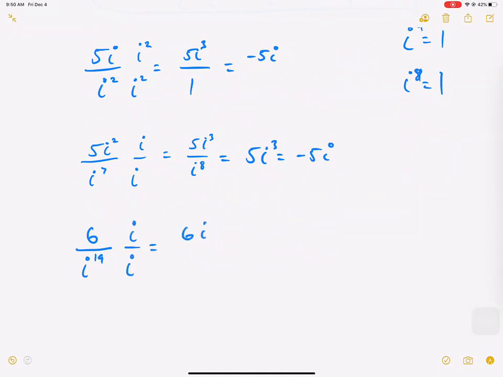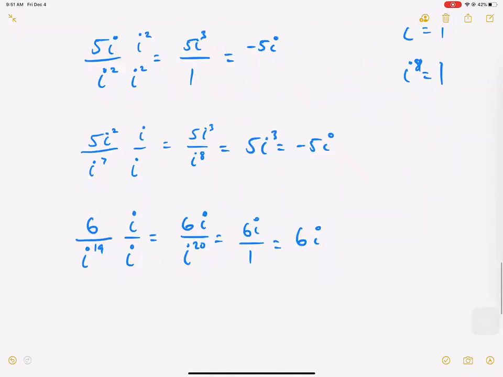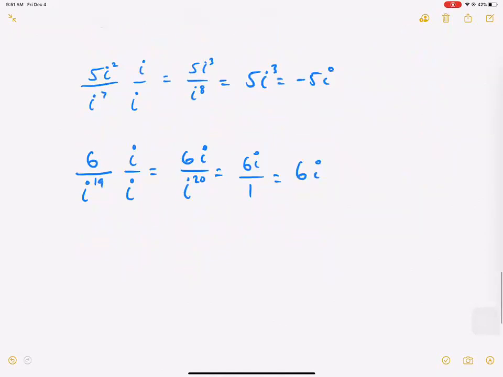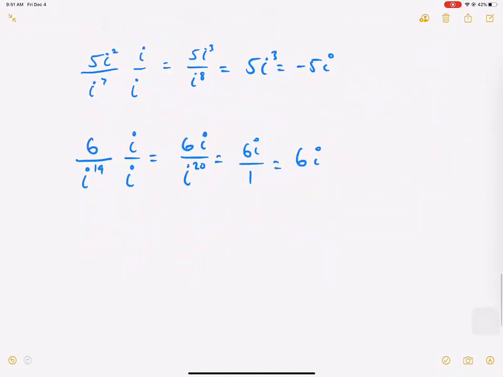This is 6i over i to the 20th. And we know i to the 20th is just 1. So we're just at 6i. Okay, so when it comes to i's on the bottom, not that bad.